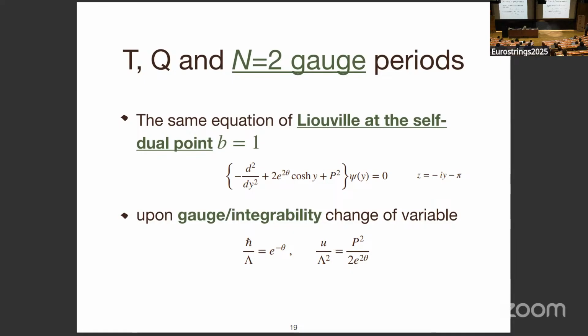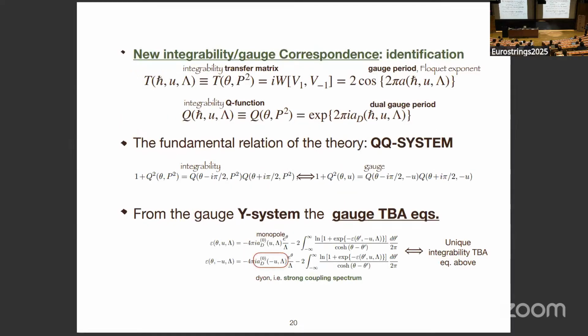And this is the map. Only at this point you have also the gauge theory interpretation. For this point, we found this beautiful interpretation of the transfer matrix in integrability in terms of the electric period and the Q function, okay, in terms of the dual gauge period, the monopole.